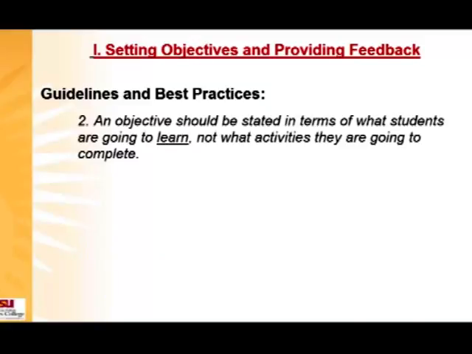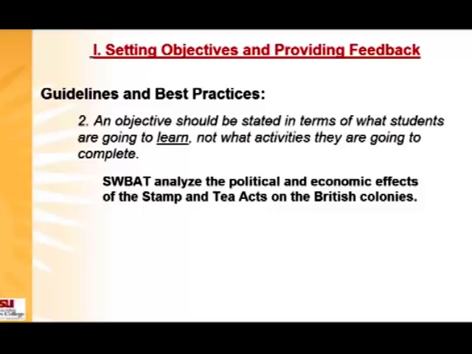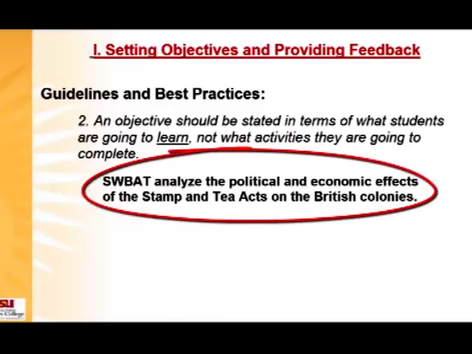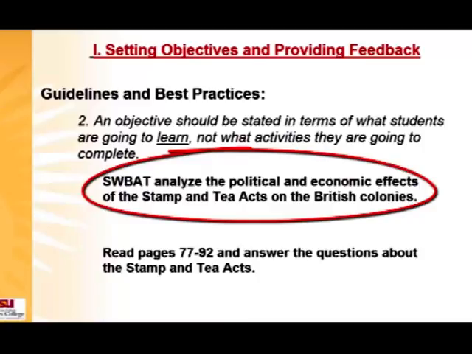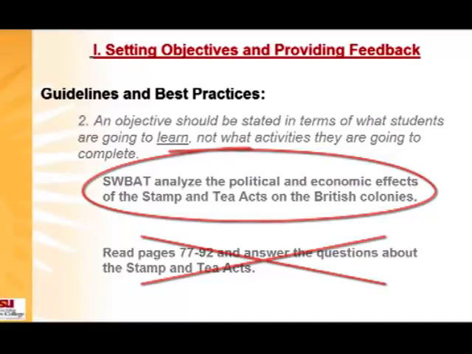Second, an objective should be stated in terms of what students are going to learn, not what activities they are going to complete. For example, student will be able to analyze the political and economic effects of the Stamp and Tea Acts on the British colonies would be an appropriate objective. But student will be able to read pages 77 to 92 and answer the questions about the Stamp and Tea Acts would not be an appropriate objective. Remember that the ultimate goal of a lesson should always be student learning, not activity completion.